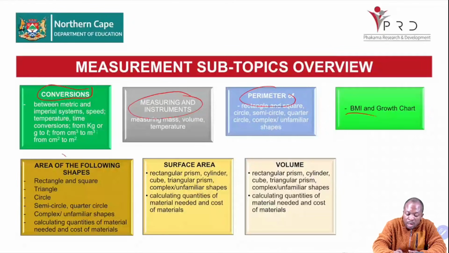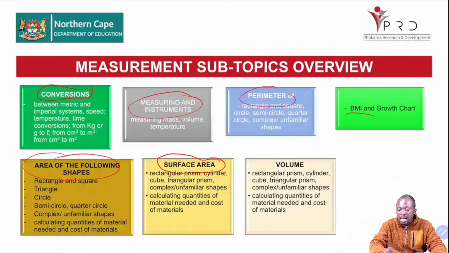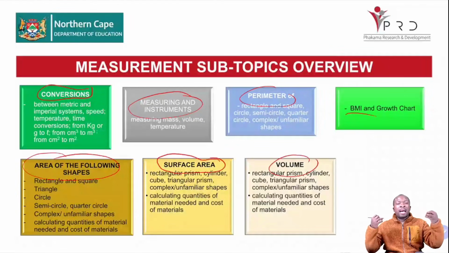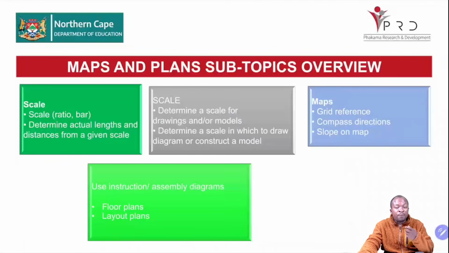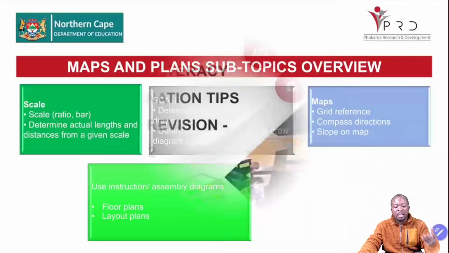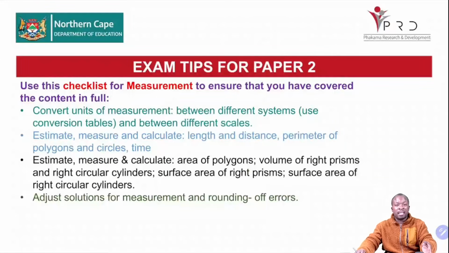Then we're talking of area of shapes, whether the shape is a rectangle, a circle, semicircle, quarter circle, and so on. Then there will be questions on surface area as well as volume. So these are the subtopics that will make up the questions under measurement. Therefore, it is imperative that you know them. We did maps and plans in part 1 already. So our focus for today's lesson will be on measurement.